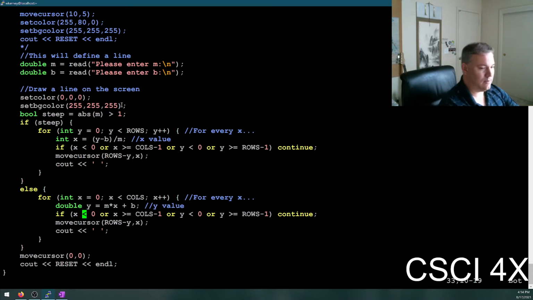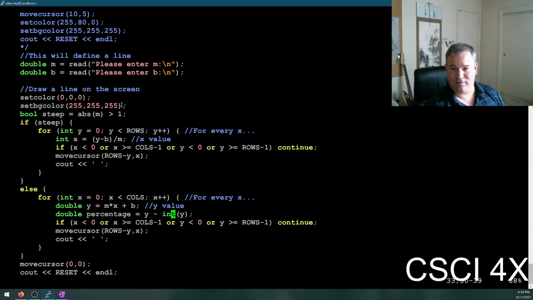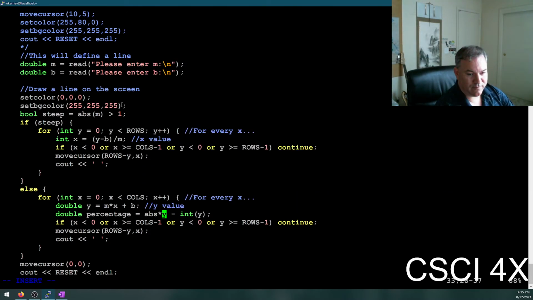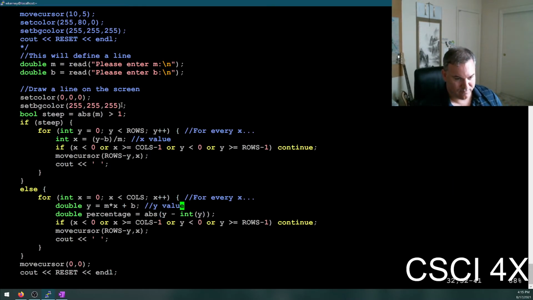And let's say double percentage is going to be equal to y minus casting y to an integer. And so if we have 5.5, this will give us 0.5. If it's negative, it'll give us a negative number. We don't allow negative screen coordinates, but I'm still going to absolute value this just because. Okay.